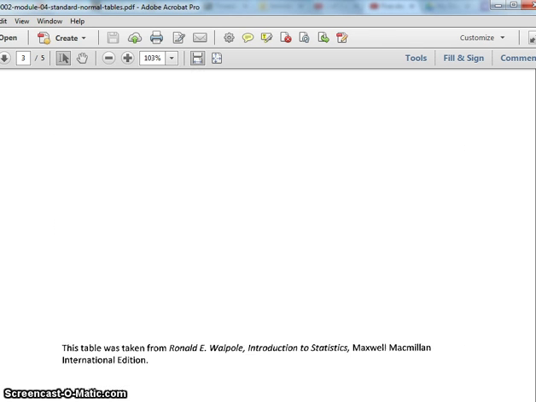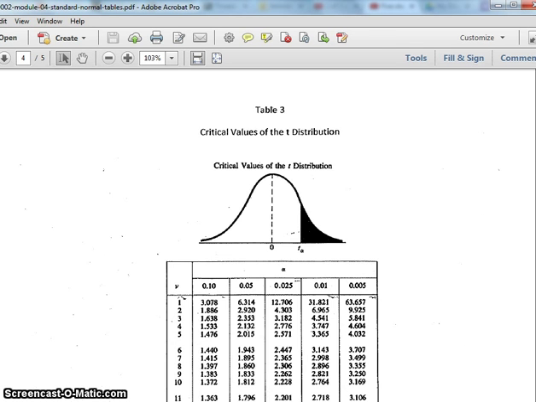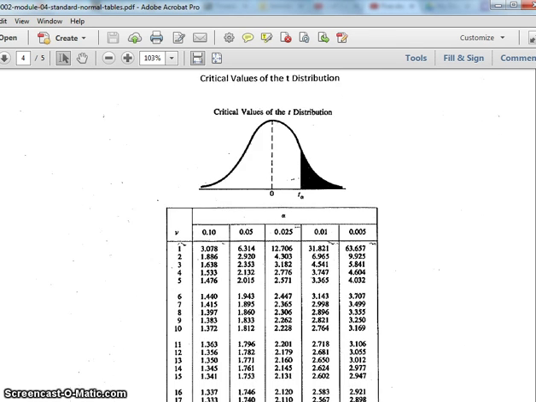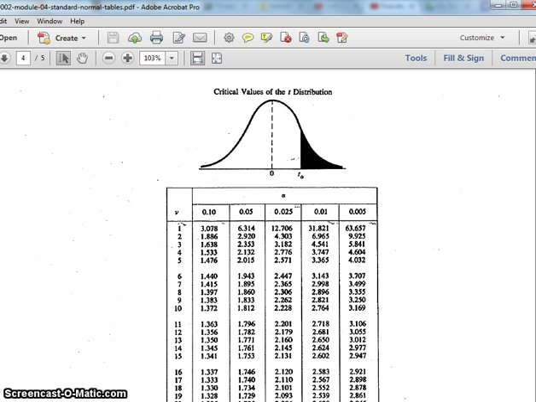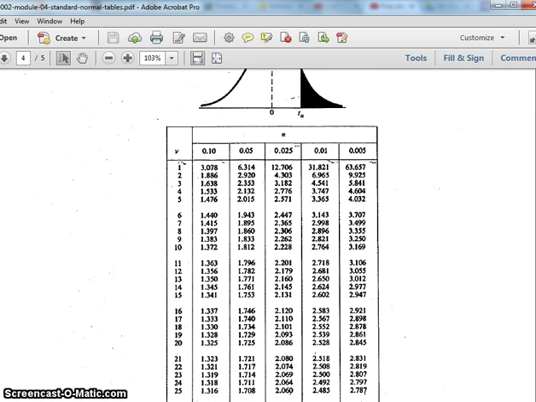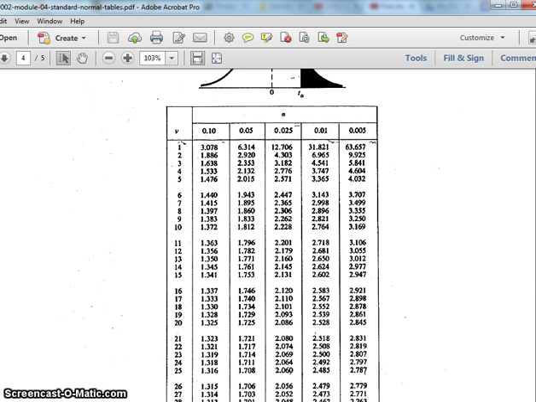Now, you do the same with the t-distribution. With the t-distribution, you don't have one distribution regardless of sample size. You have a different distribution for a different sample size. So you need to determine the sample size, or the degrees of freedom, which is represented here by a v. And again, you need to determine the alpha level.